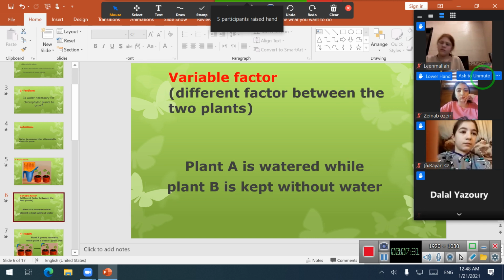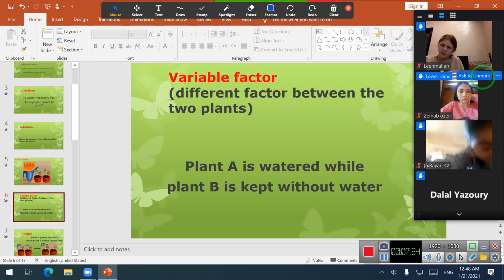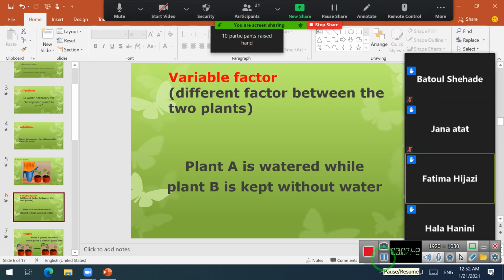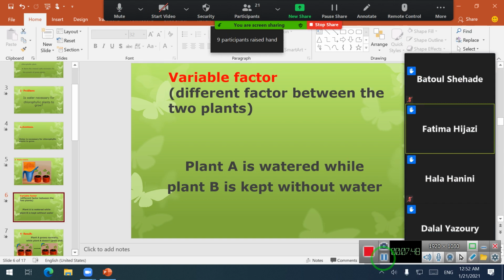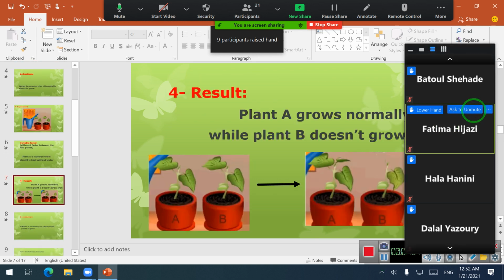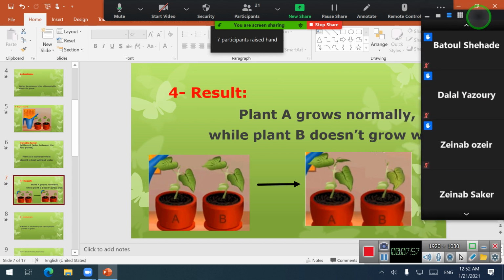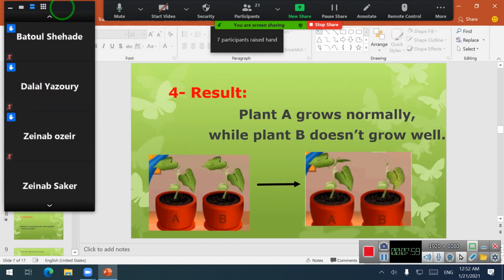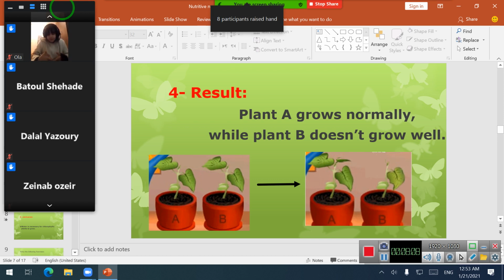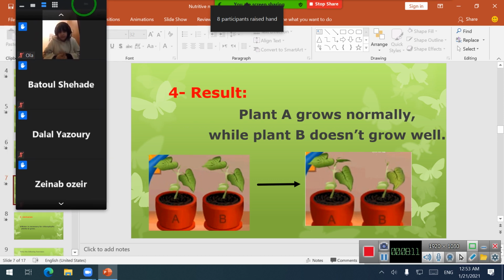Who can tell me now what will happen a few days later again? Zainab, what will happen again for both plants? Plant A is going to grow up. Yes. Plant B is going to die. Let's find out if your answer is correct, Fatima. So the result will be that plant A grows normally while plant B doesn't grow well because it lacks water. Lacks water means it has no water.